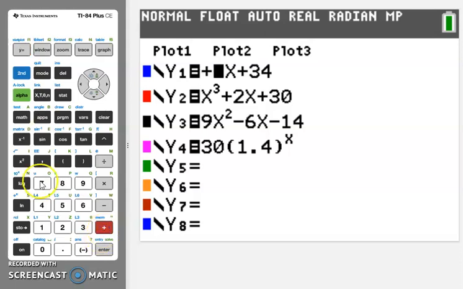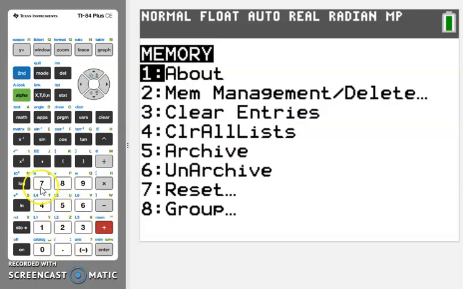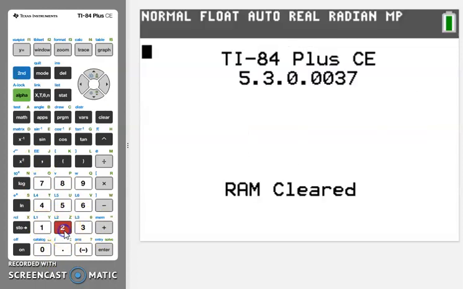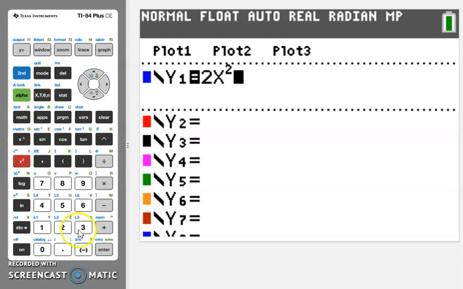Second, plus 7, 1, 2. Oops, I'm in the wrong spot. Let's go back to the home screen. Second, plus 7, 1, 2, and I've got all those equations out from that previous problem. So I'm going to go to the y equals and just type in this one function: 2x squared plus 4x minus 7.